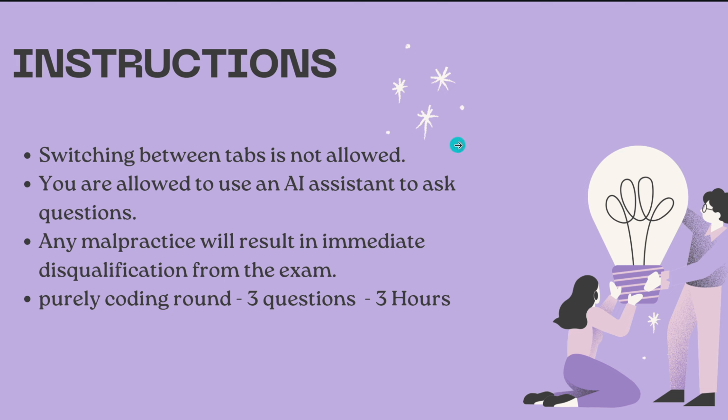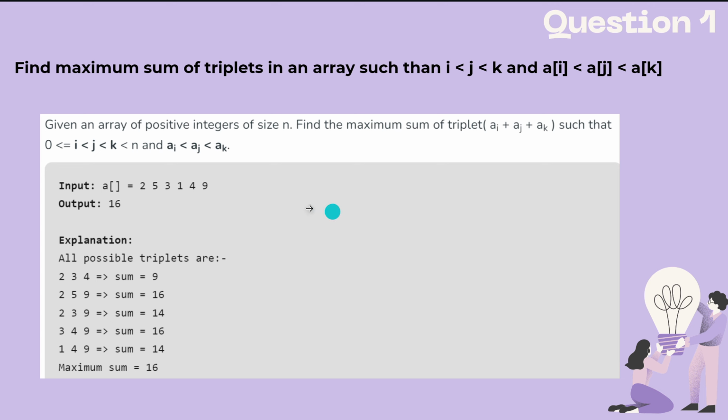Let us see a few of the questions so that you can experience the level at which they are asking the questions. First question: find the maximum sum of triplets in an array such that i is less than j is less than k and a of i is less than a of j is less than a of k. To this problem you have 3 approaches.